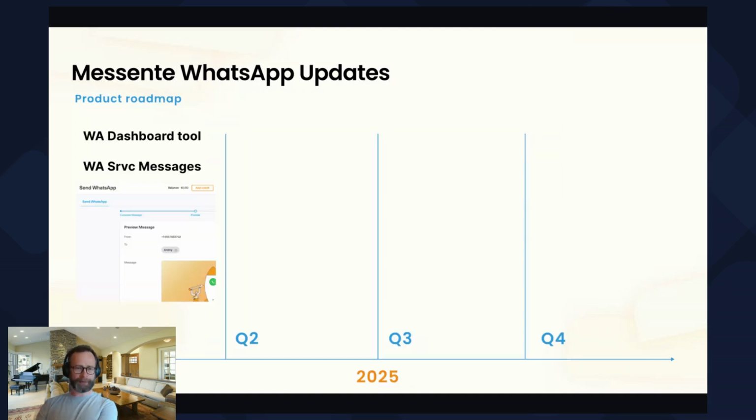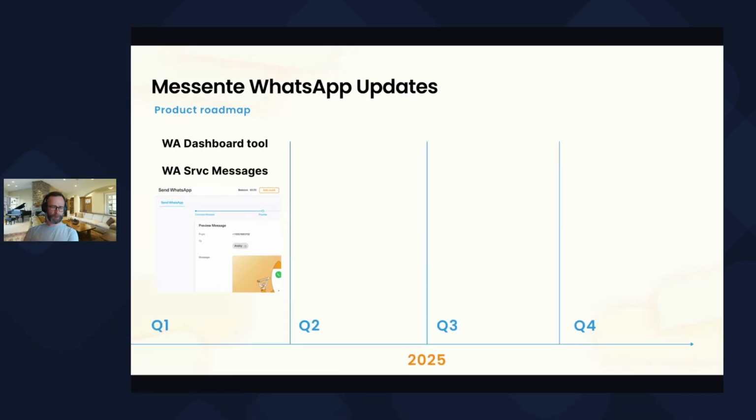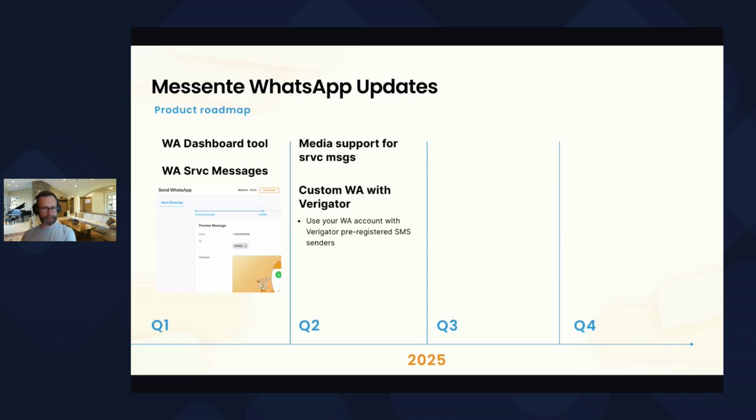So if we just have a look at our overall roadmap, I mentioned the dashboard tool and the new service messages now live there, along with the media support for those service messages, which has also been added. Another thing we've just added is support for using a custom WhatsApp account with our Verigator product. For those of you not familiar, Verigator is a product for sending OTP, so authentication messages, one-time passwords, anywhere in the world using Messente pre-registered sender IDs.